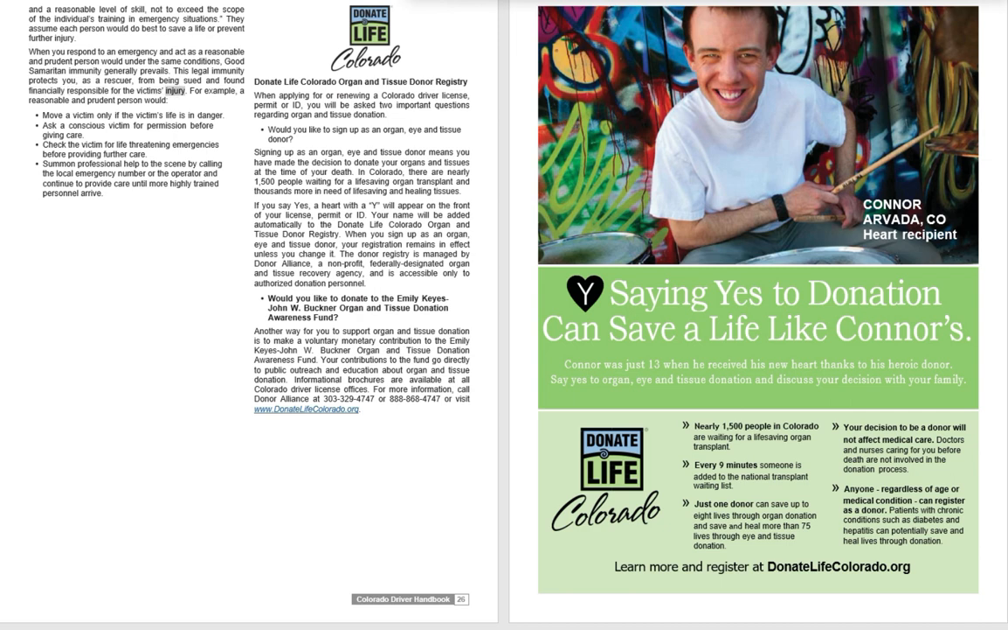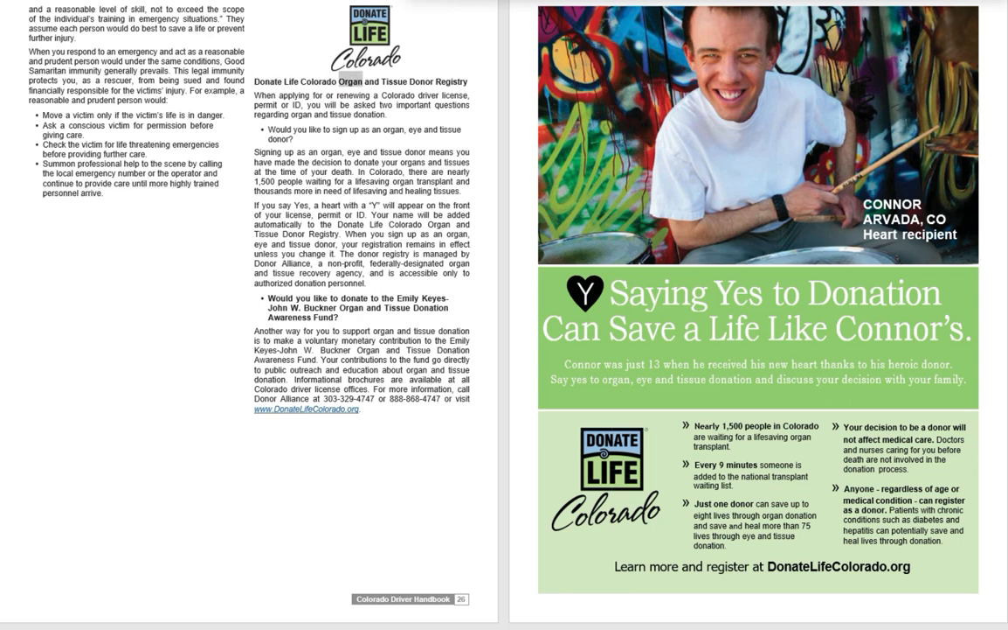the victim's injury. For example, a reasonable and prudent person would move a victim only if the victim's life is in danger. Ask a conscious victim for permission before giving care. Check the victim for life-threatening emergencies before providing further care. Summon professional help to the scene by calling the local emergency number or the operator and continue to provide care until more highly trained personnel arrive.